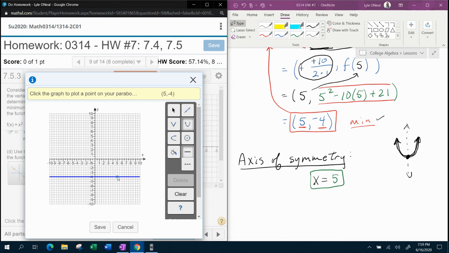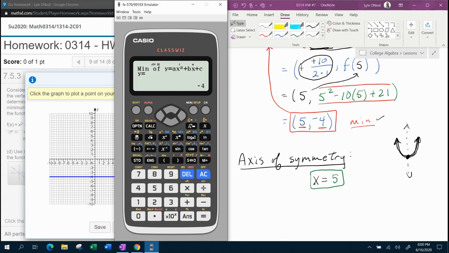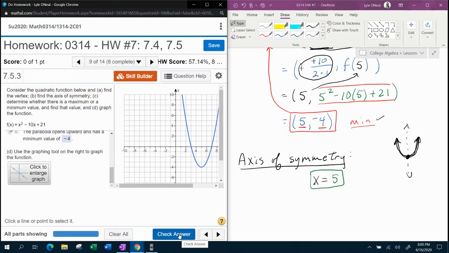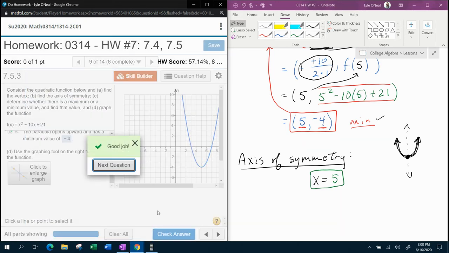And then it says click to plot a point on your parabola. Well, do I have any other point? I don't have any other points on my parabola. Wait a second. I think I do. Remember here from the Class Wiz? I've got a couple more points. I've got my x-intercepts at 7 and 3. So I know I'm going to have an x-intercept at 7. An object is selected. Oh, is that all it needs is 2 points? I don't need 3? What do you know?